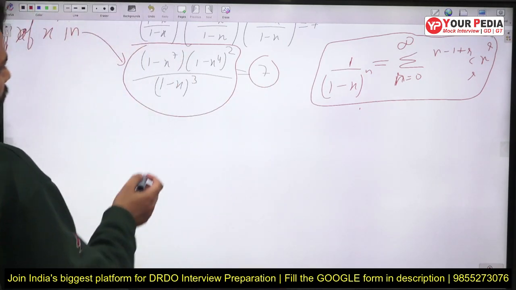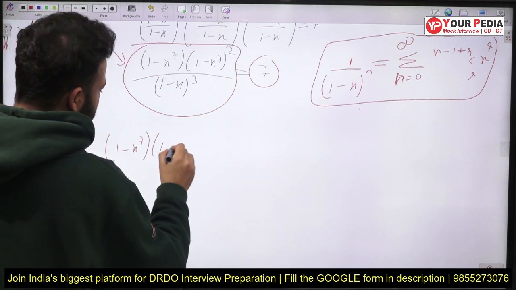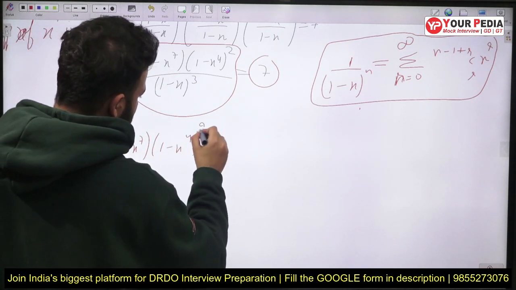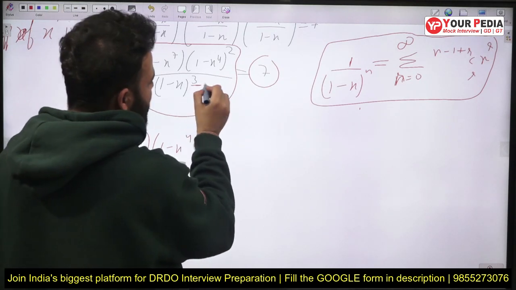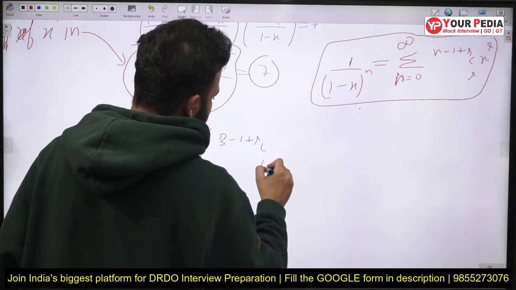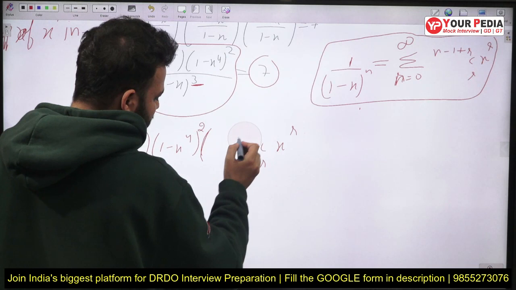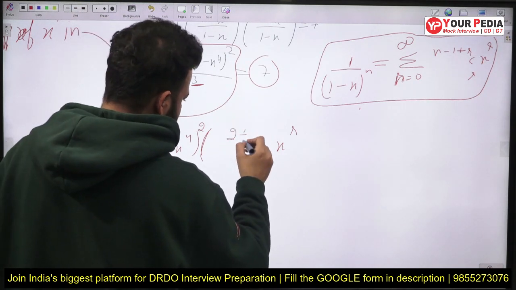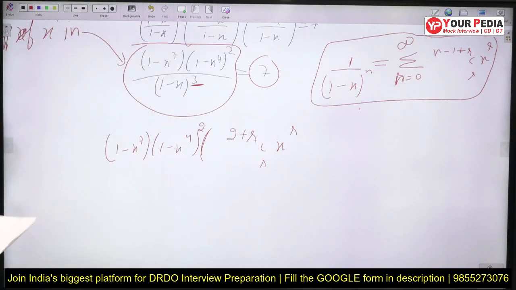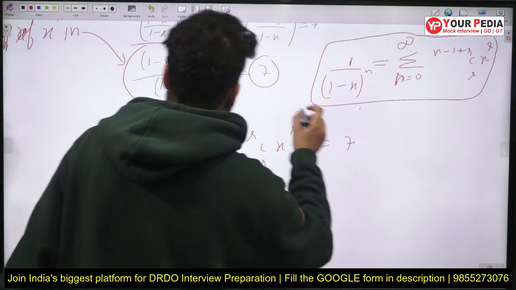So let's say we will write it down, (1 minus x^7) into (1 minus x^4) whole square, and here n is equal to 3. So we will get nothing but (3 minus 1 plus r) C r x raised to power r. And if you want to solve it further, you will get (2 plus r) C r x raised to power r. So this is the expansion, and you have to find the coefficient of x raised to power 7 in this whole term.